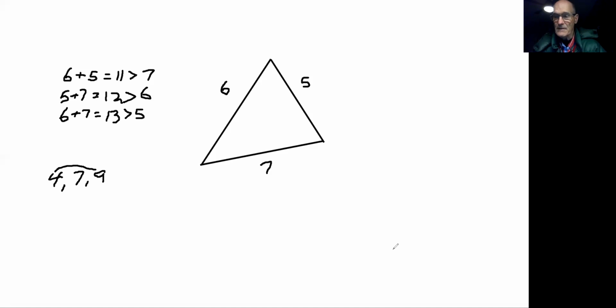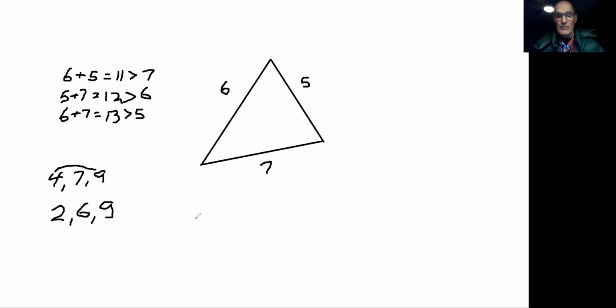Now, an example of something that doesn't work is something like, let's say we have 2 and 6 and 9. If we add 2 and 6, we get 8, and 8 is not greater than 9. So I cannot have a triangle whose sides are 2 and 6 and 9.